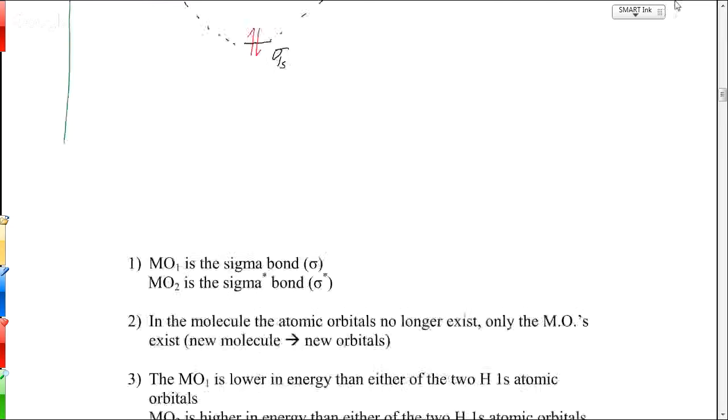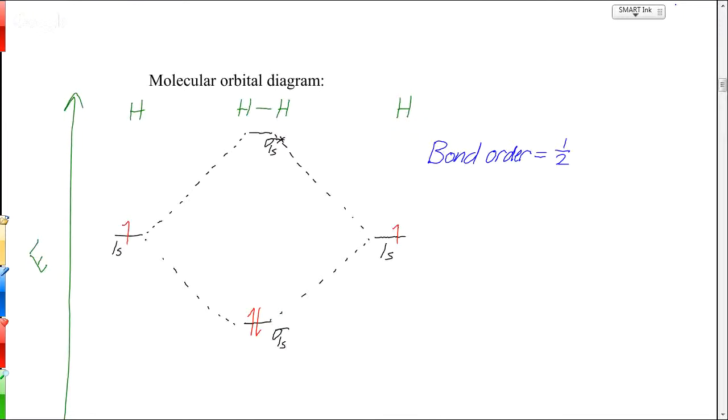So let's calculate this bond order here. It's going to be 1/2 the bonding electrons, which there's 2 electrons in bonding orbitals. There's no electrons in antibonding orbitals, so that equals 1. The bond order is 1. That tells us there's a single bond between the hydrogen atoms. So in this case, both theories work the same, tell us the same thing.